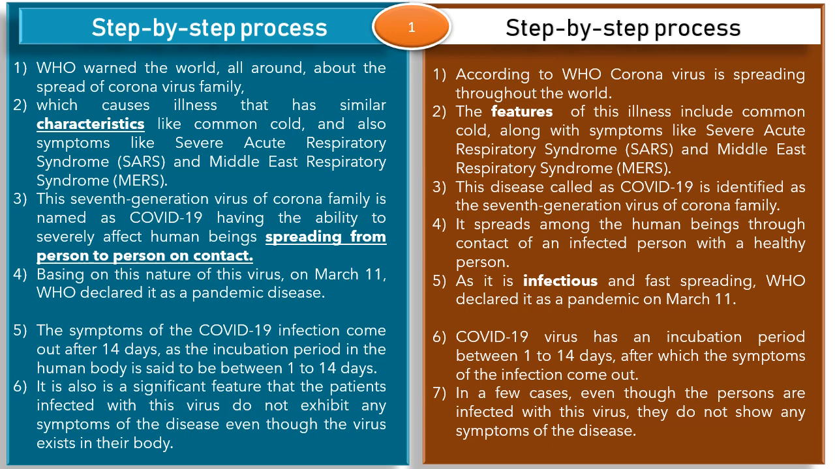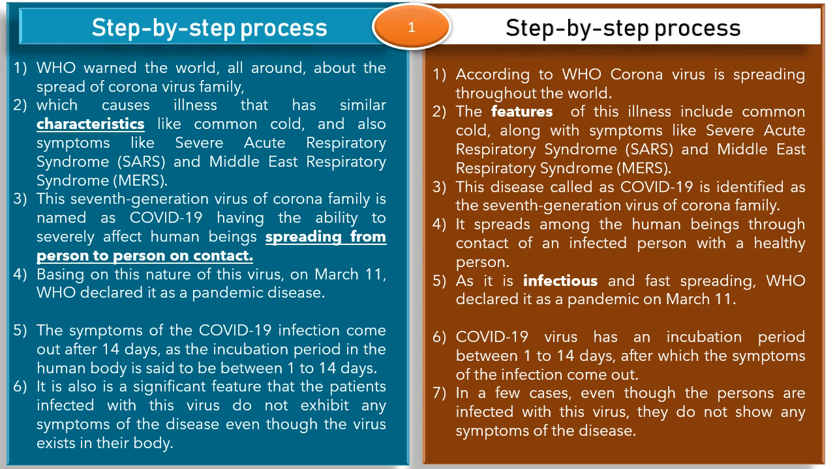So the second sentence is starting abruptly, like, which causes illness that has similar characteristics like common cold and also symptoms like severe acute respiratory syndrome and Middle East respiratory syndrome. This I have restructured like this. The characteristics has been changed to the features here. The features of this illness include common cold along with symptoms like severe acute respiratory syndrome and Middle East respiratory syndrome. So the meaning is carried out. The sentence is in a different form. Here it looks more or less the same because most of the words are scientific words like SARS and MERS, that we cannot change. So it remains as it is, but look at the sentence, it has become an individual sentence on its own, whereas the original text has got a separate clause-like sentence.